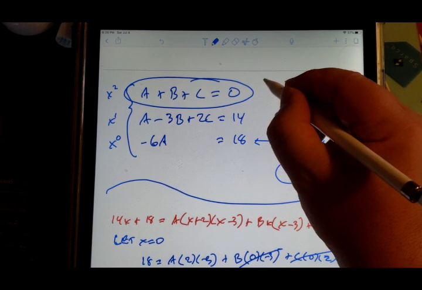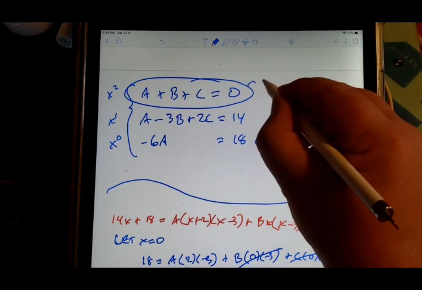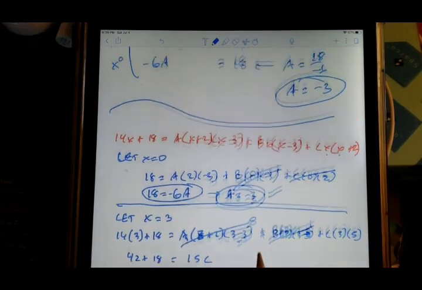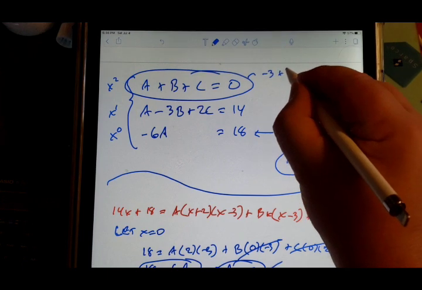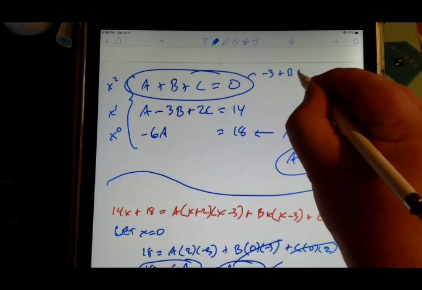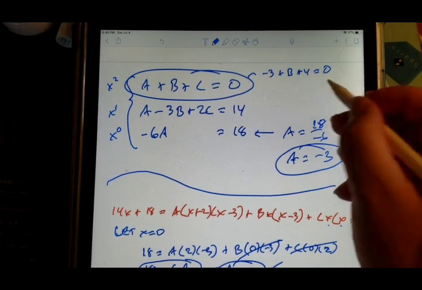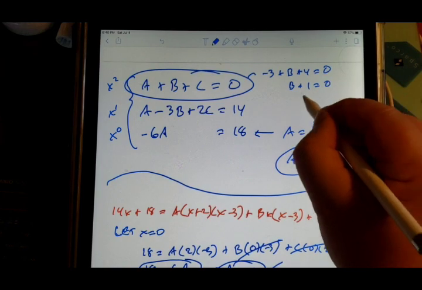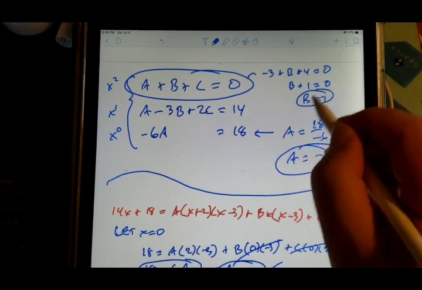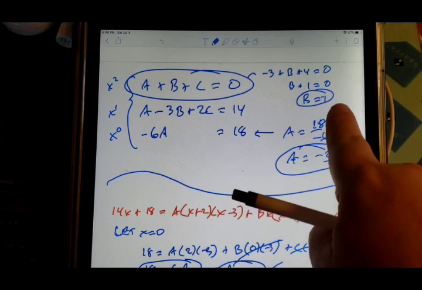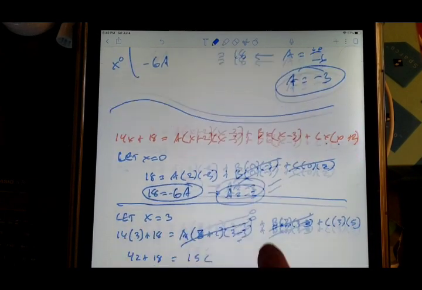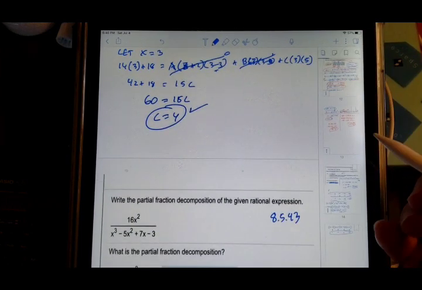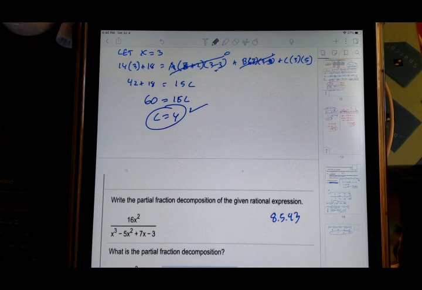One way to do it would be to recopy this with our substituted values. Remember, A was negative 3. We know C, it's 4. Equals 0. So we just want to figure out what B would have to be. B plus 1 equals 0. I get B equals negative 1. Now let's confirm that. And what's the other way to find B?